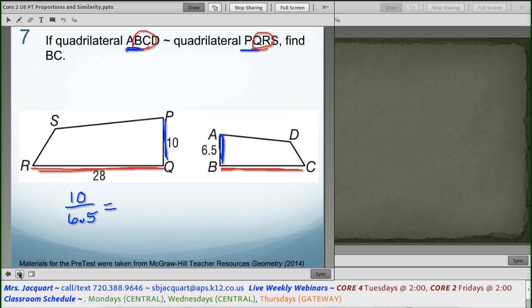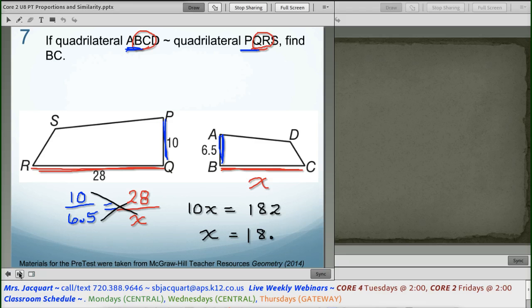equals, do our reds. We started with the left side, so we're going to do the left side again. 28 over, we'll call it X. X is a really good number to call stuff. So that's going to be 10X equals 6.5 times 28, 182, and then divide by 10, X equals 18.2. So there's your answer. Really cool.